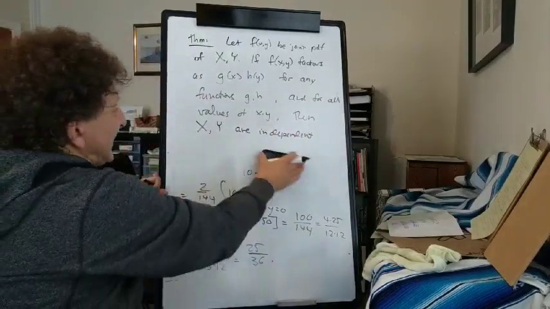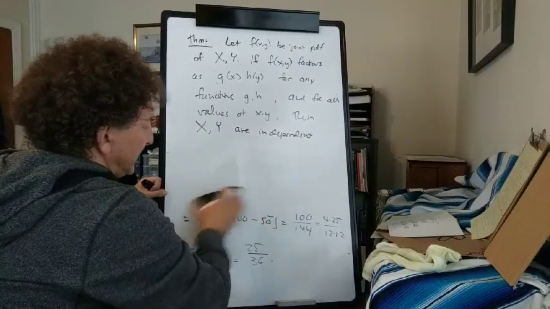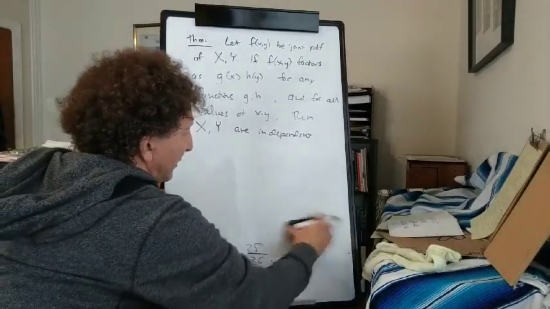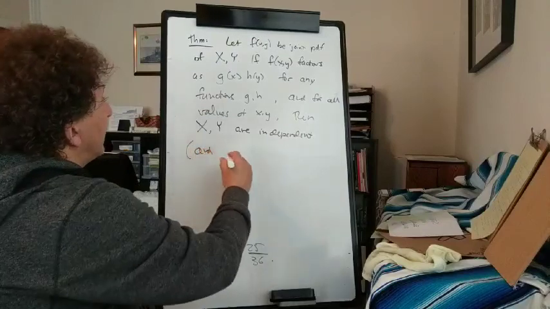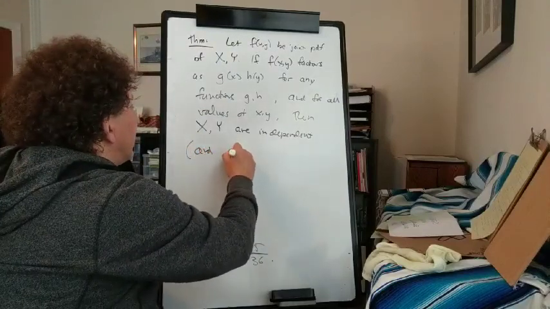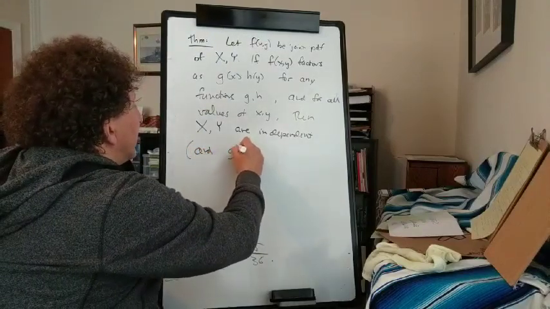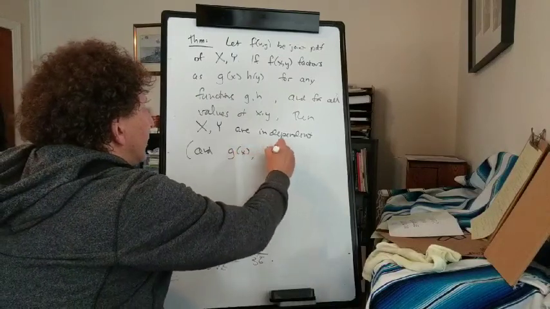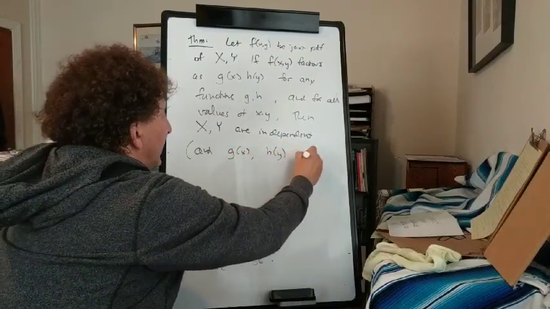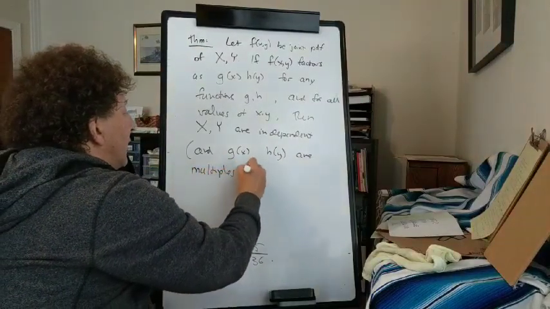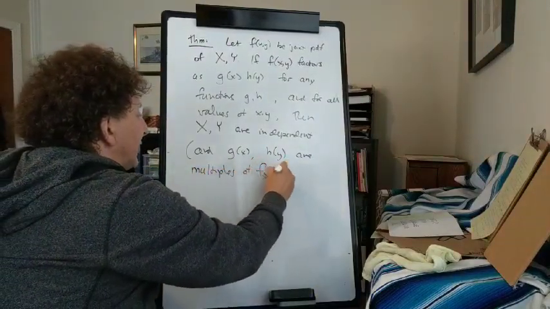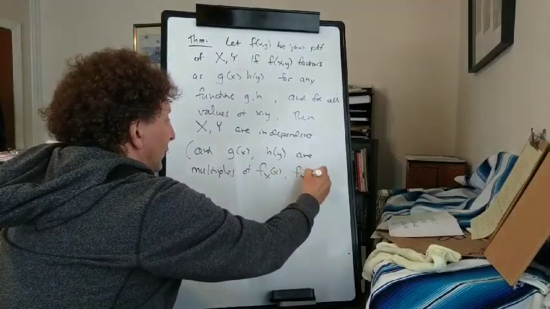Now little g and little h don't have to be the marginal density functions exactly, but they're going to be off only by a constant. So g of x and h of y are multiples of the marginal density of x and the marginal density of y.